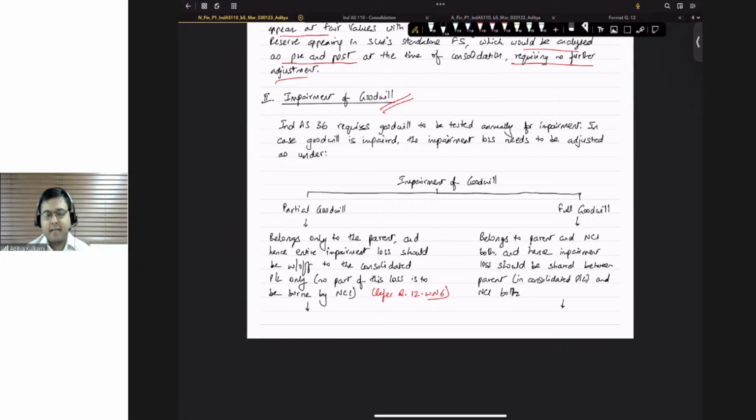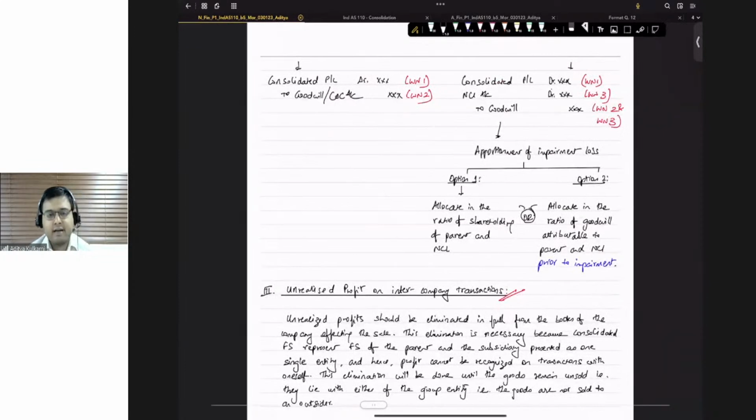Hence the entire impairment loss is written off to the consolidated P&L, and no part of this loss will be borne by the non-controlling interest. उसका कोई share नहीं है. The entire loss will be borne by the parent in the consolidated profit and loss account. The entry being consolidated P&L account debit to goodwill. Alternatively to COC account. Why COC? I will explain to you in a short while. But this is the entry which will be passed.